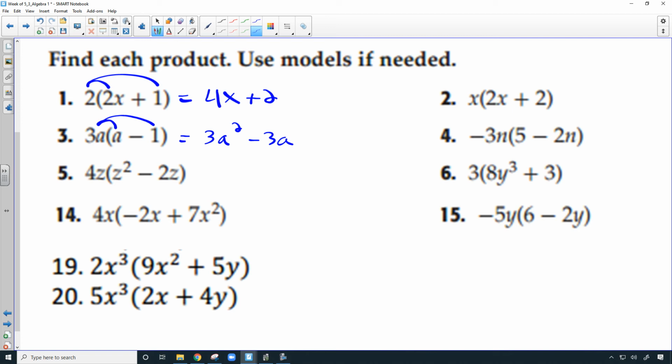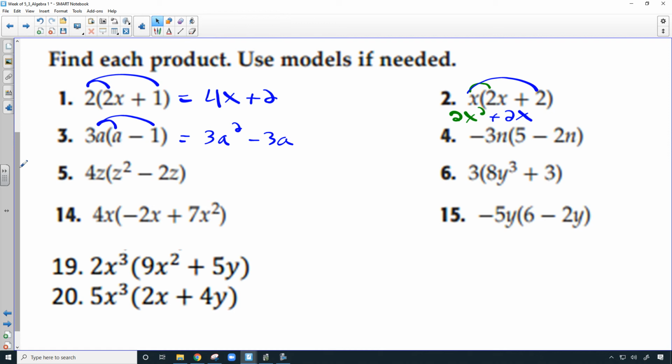Let's go. We're going to skip around a little bit. Let's make sure we do the easy ones first. So this green loop and then this blue loop. The green loop is x times 2x. What's that? 2x to the second, 2x squared. And then the next loop is x times 2, which is 2x. Okay, making sense?